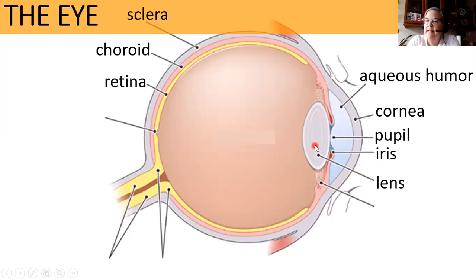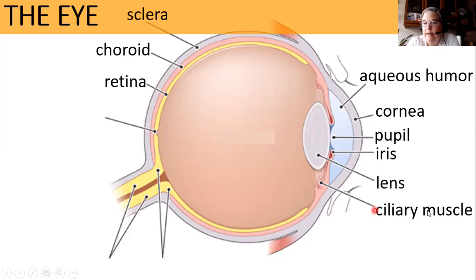All right, then we have the lens, and the lens is this flexible material that can become flatter or rounder that allows us to focus on images, okay? And light has to pass through the lens, and when light passes through the lens, it's a different medium, so the light refracts, it bends, okay? Then the light keeps on traveling, okay?